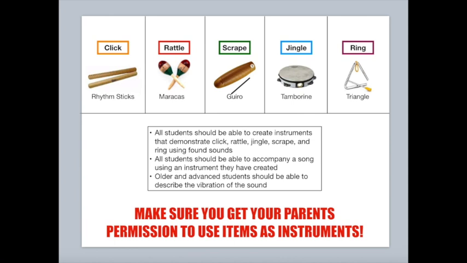Now this is very important. Everybody repeat after me the words that I have in red. Make sure you get your parents' permission to use items as instruments. Let's all say that again together. Make sure you get your parents' permission to use items as instruments. We don't want any of your things in your house to get broken or damaged because you were banging on the TV set and it cracked. Okay?